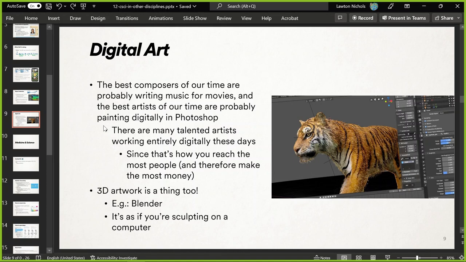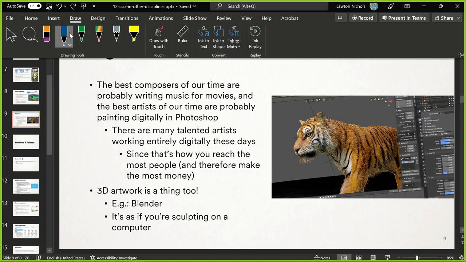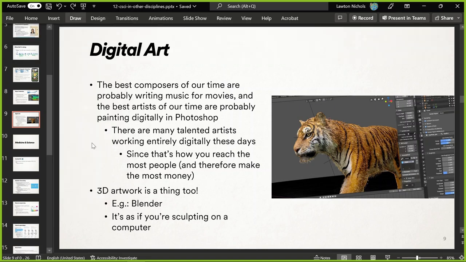So there's a bunch of talented artists, and I'm forcing you to look at them for the essay, that are working only digitally. They're making art for video games, for YouTube, for anything, right? And that's helping them make money and reach their entire fan base. That's where the money is. That's where the artists will go. And this is 2D art, by the way.